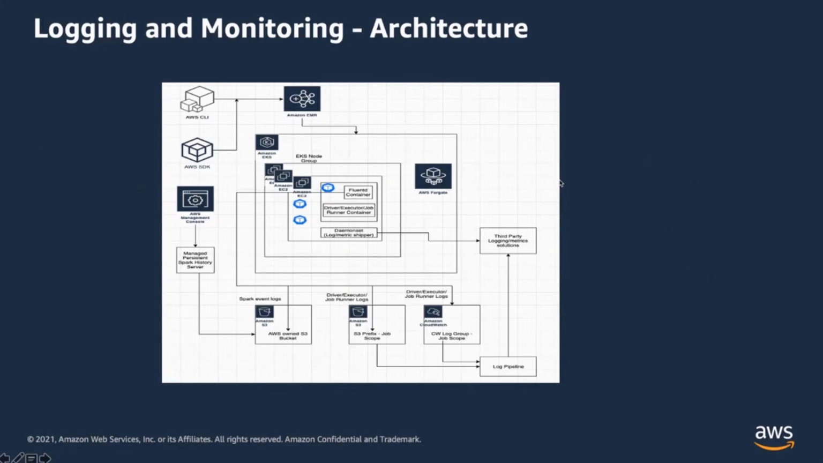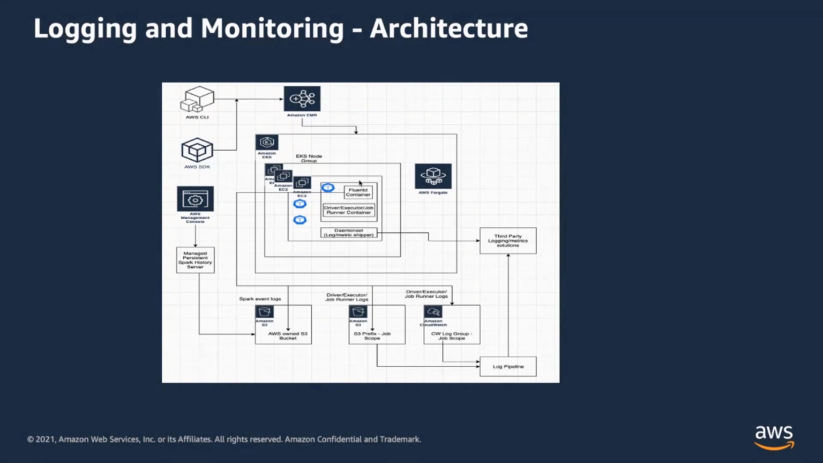So this is an architecture diagram of how EMR on EKS does that. You submit your job from a CLI or SDK. The Amazon EMR on EKS control plane gets the request and spawns the job in the EKS cluster. Your EKS cluster can have a node group of EC2 instances and also Fargate in the same cluster. And one EC2 instance can have multiple pods running, and one pod contains the Fluentd sidecar, and the other container could be your driver, executor, or job runner.